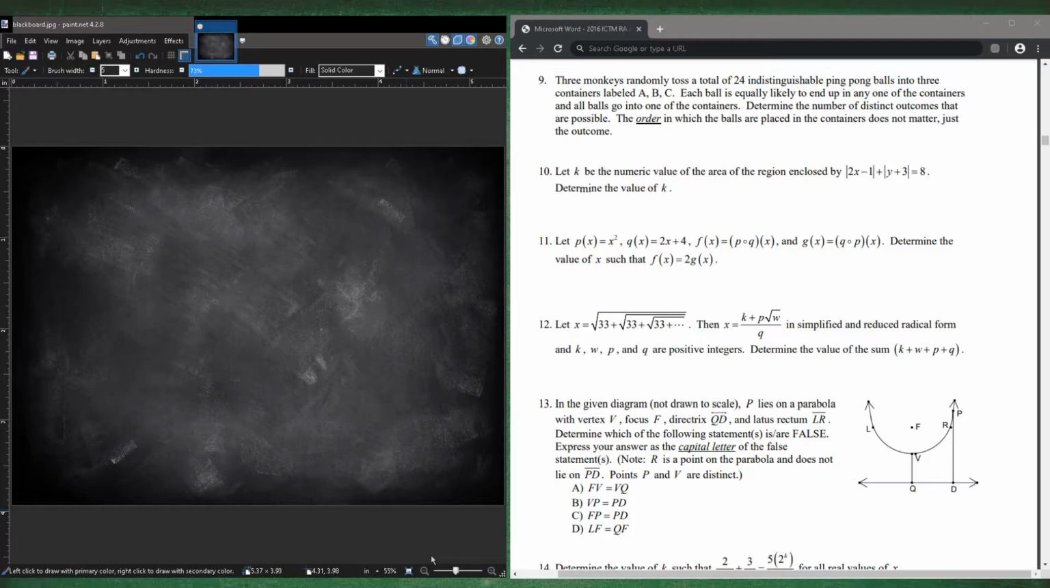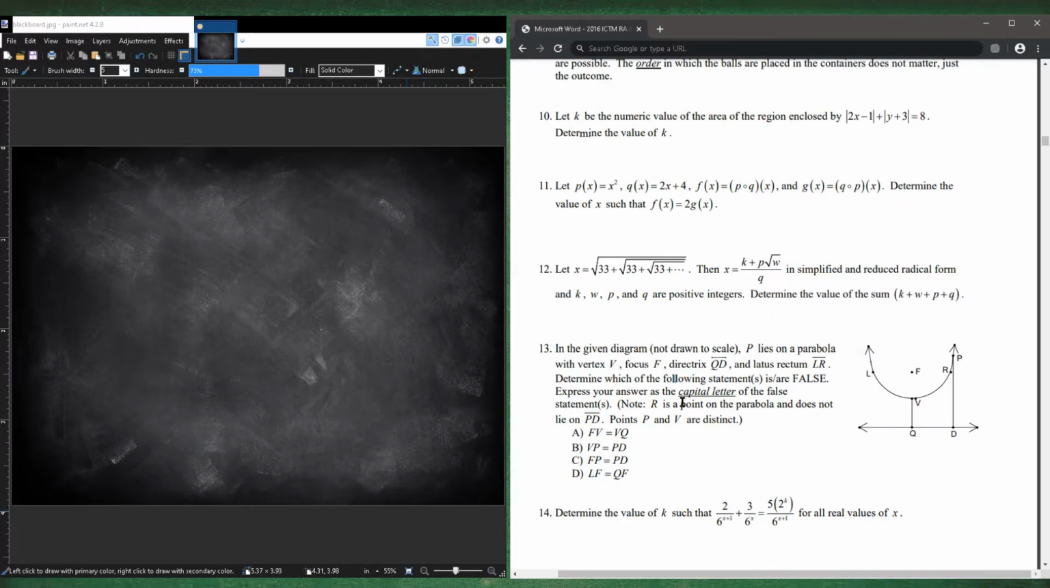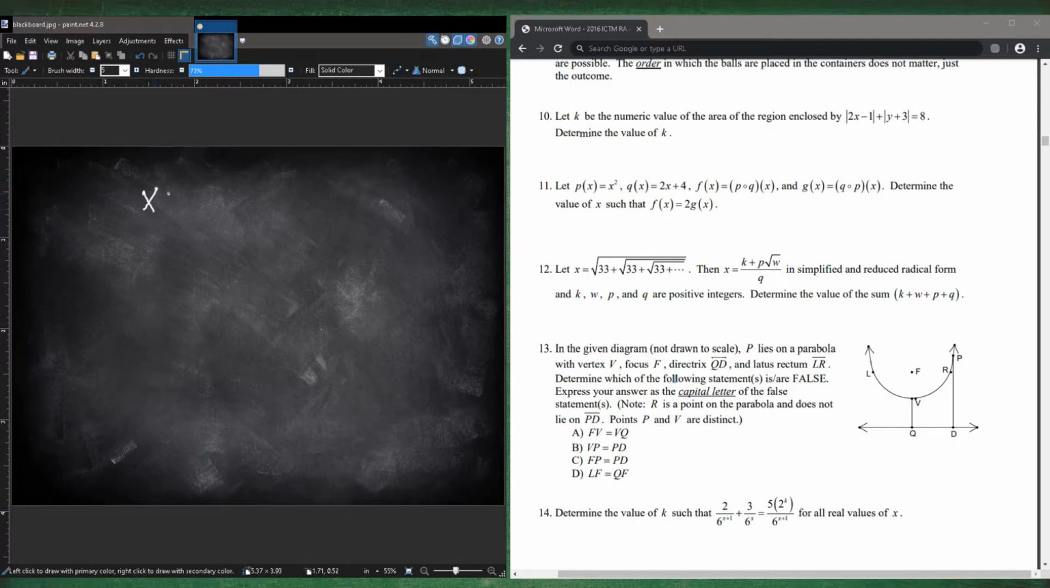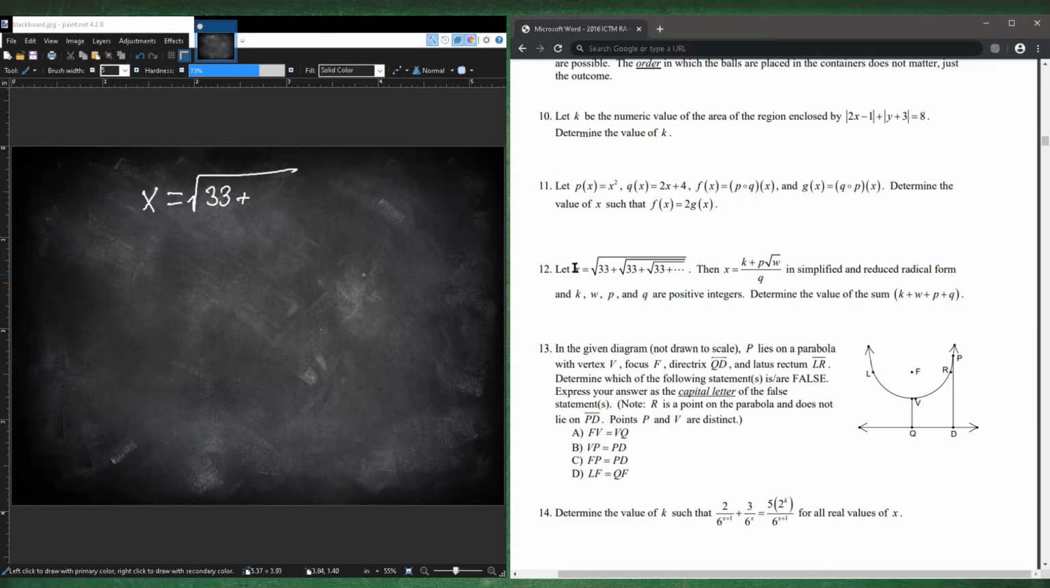Okay. Number 12. x is equal to the square root of 33 plus the square root of 33 plus the square root of 33, and so on, going on for infinity. So let's say x is equal to this. The trick to do this is that you're going to find where it repeats. In this equation, we know that x is equal to square root of 33 plus square root of 33. Now you can put in this x because this is the same thing as this, which means you could also put it inside here.